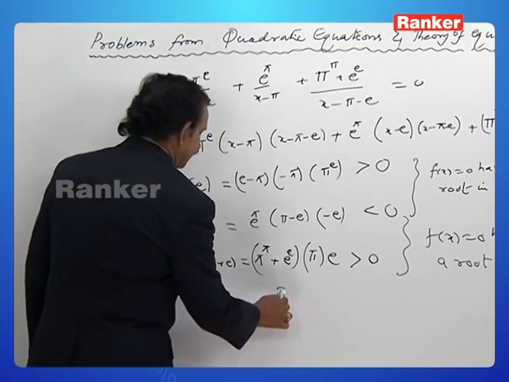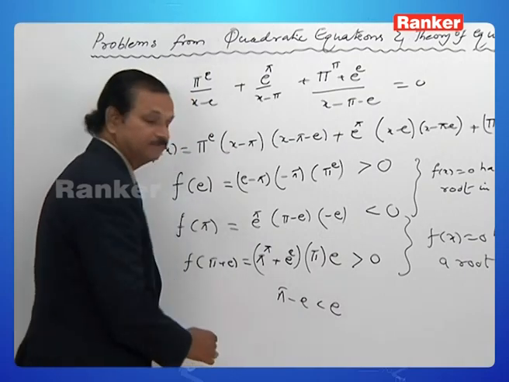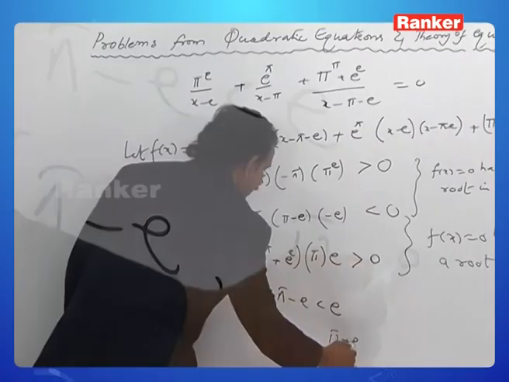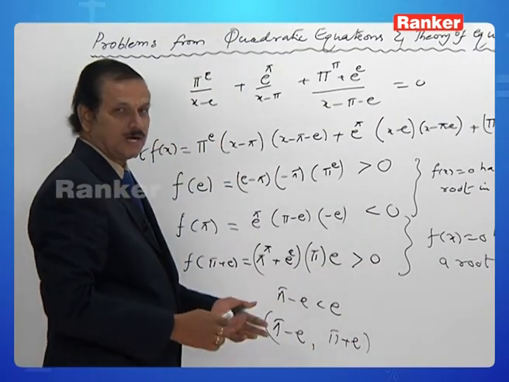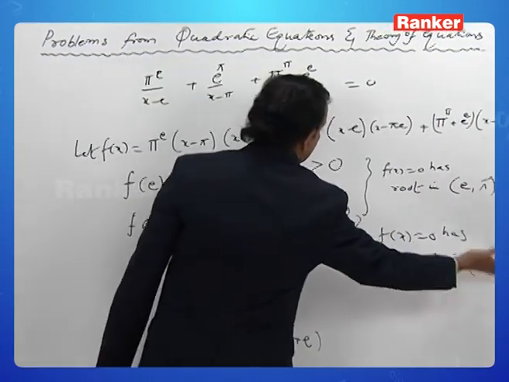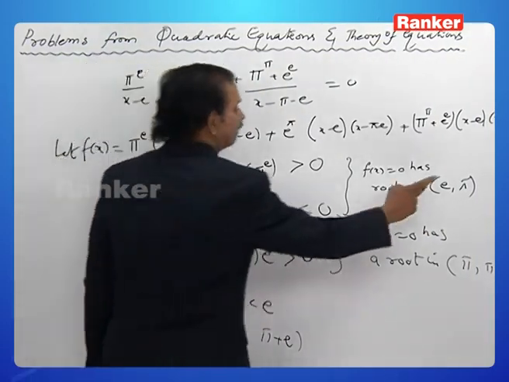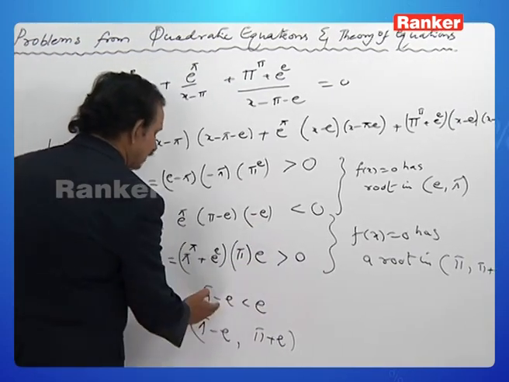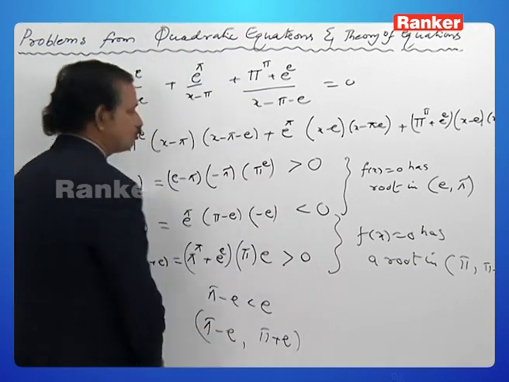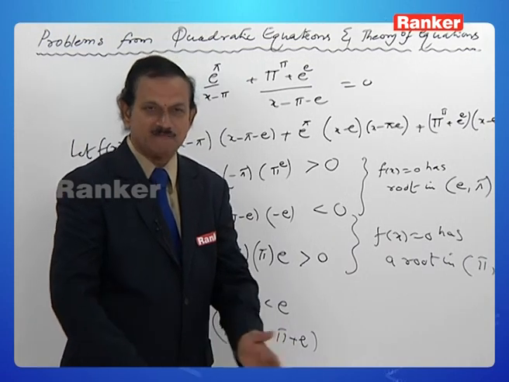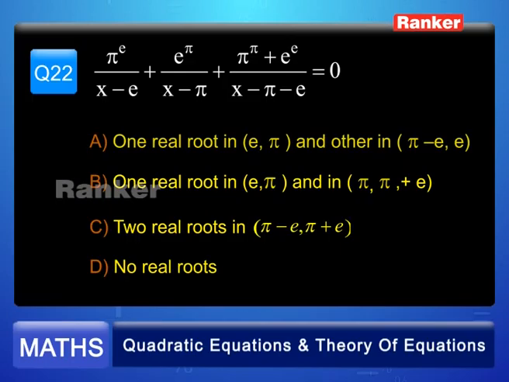Therefore, as pi minus e is less than e, from pi minus e to pi plus e there are two roots. How can you say? From e to pi there is one root, from pi to pi plus e there is another root. So from e to pi plus e there are two roots. But pi minus e is less than e. Therefore, from pi minus e to pi plus e, definitely two roots will be there. Therefore, option B implies option C. We can say that both options B and C are right here.